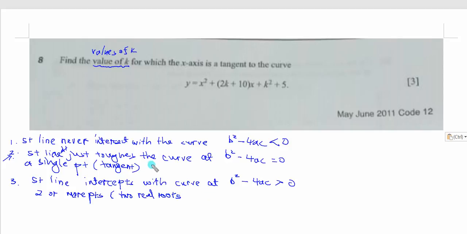Okay, or sometimes you have two similar roots, then they are the same. Okay, so when you see two similar roots, you expect b square equal to 4ac.